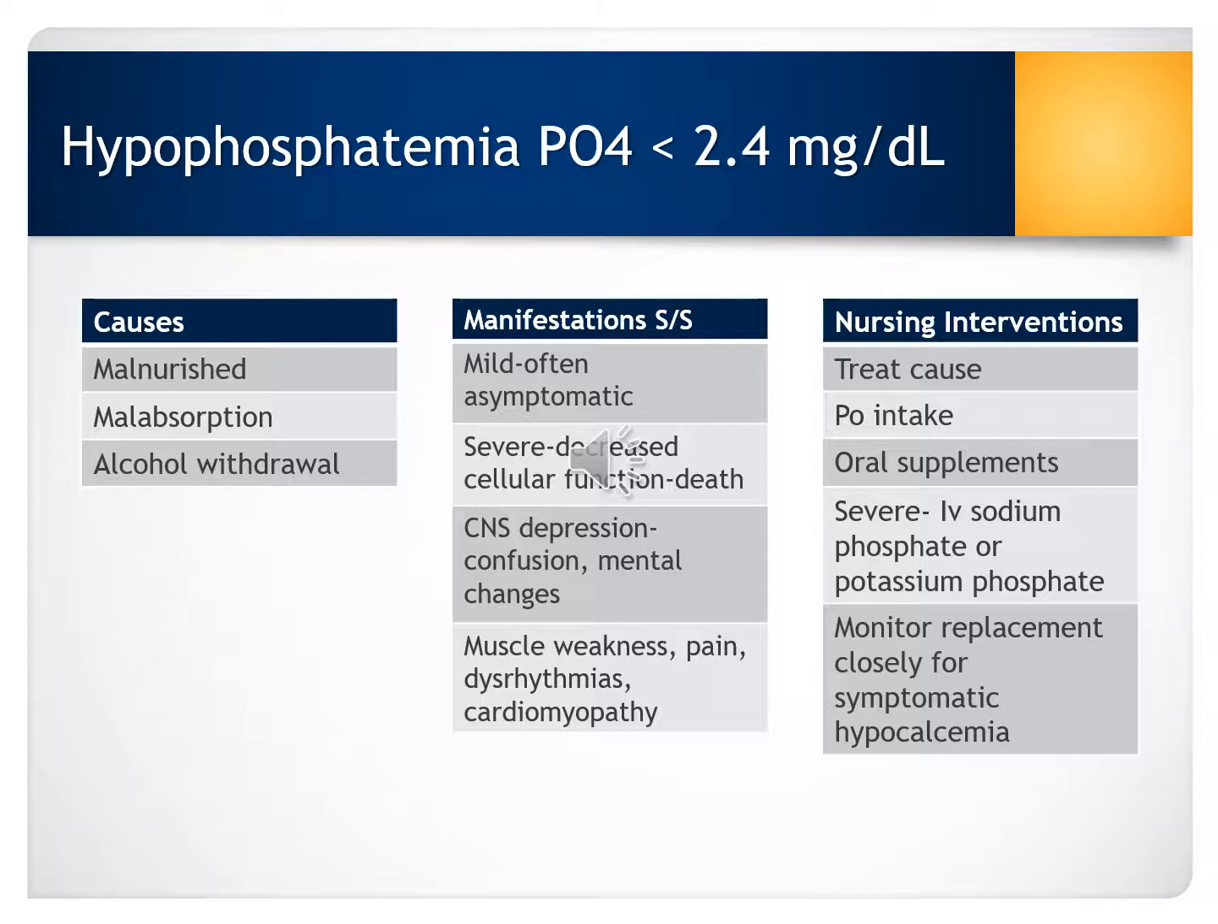Hypophosphatemia, or patients with low phosphorus levels, are typically malnourished. They have some type of malabsorption issue, or they may be going through alcohol withdrawal. Sometimes the signs and symptoms are very mild, and the patient can oftentimes be asymptomatic. But in severe cases, you'll see decreased cellular function, which can result in cellular death, which we may see CNS depression, confusion, there may be mental status changes. In severe cases, we can also see muscle weakness, pain, dysrhythmias, and cardiomyopathy.